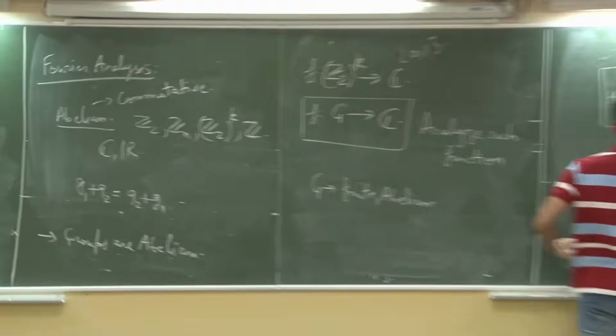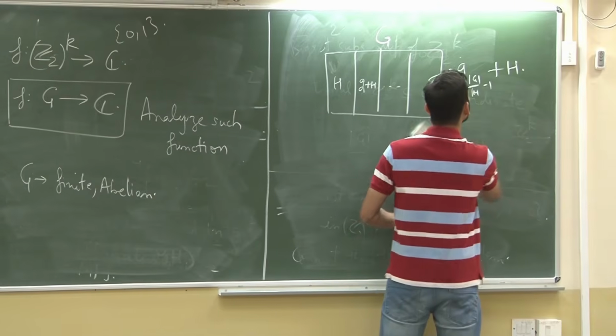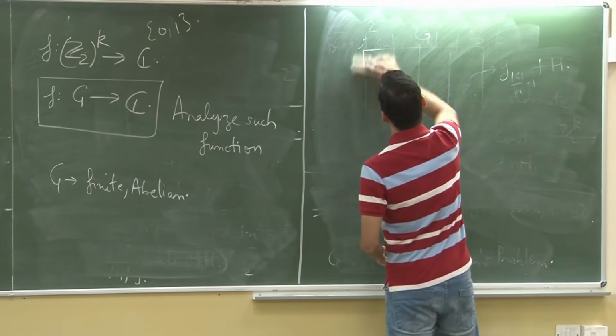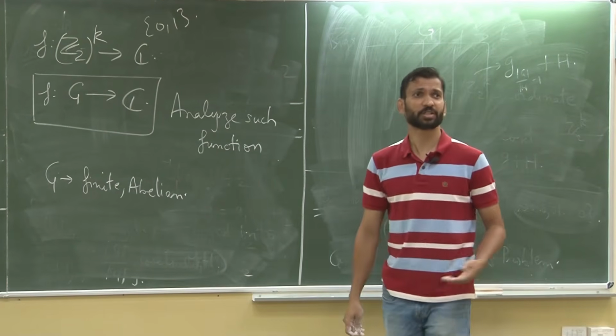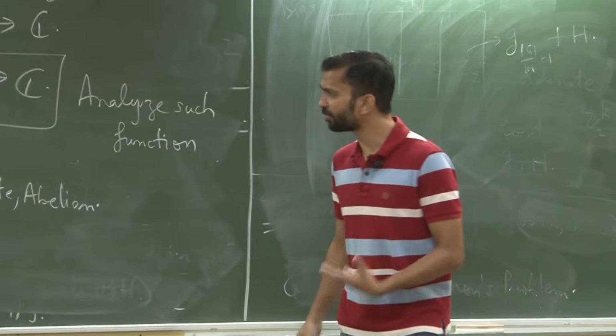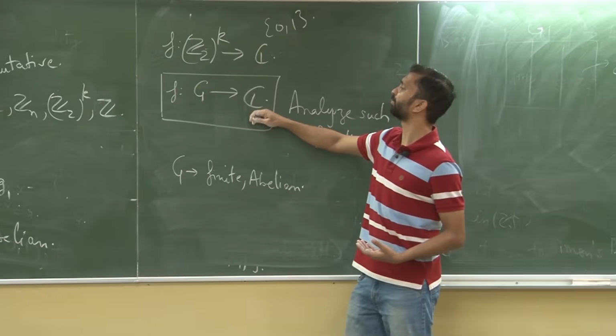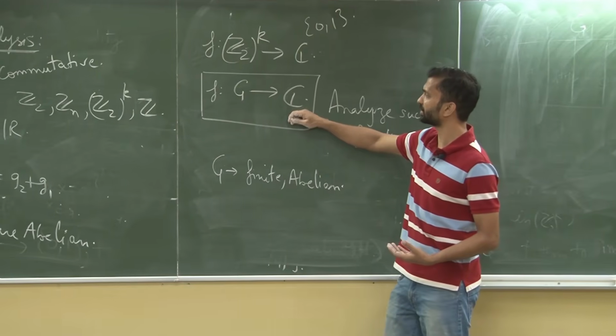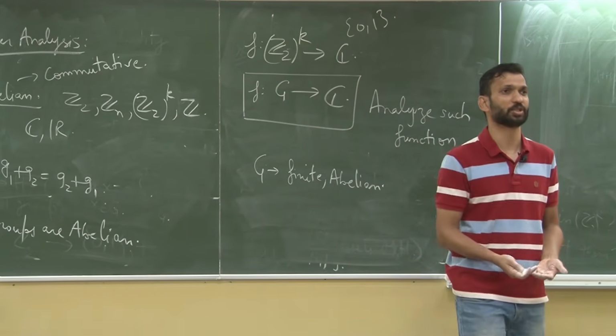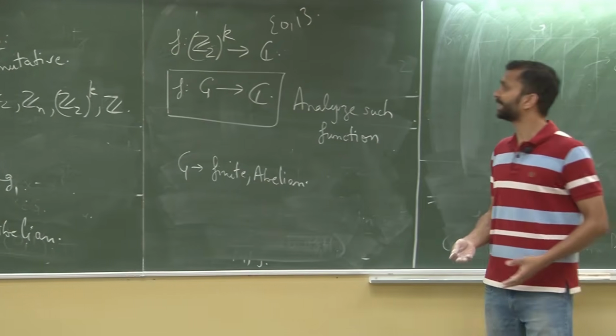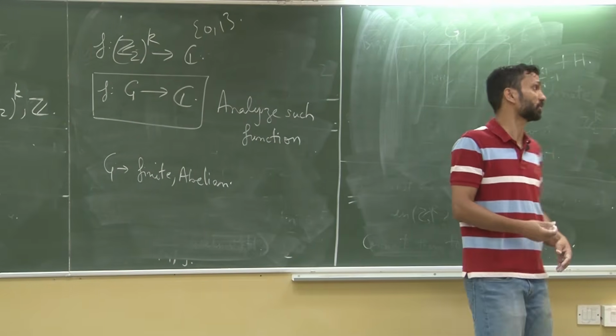So my first question is, what should be the representation of this function? Or the other way to say it is, I have a function in mind which takes these group elements and maps them to some complex numbers. How should I present this function to you? In what way can I specify this function to you?